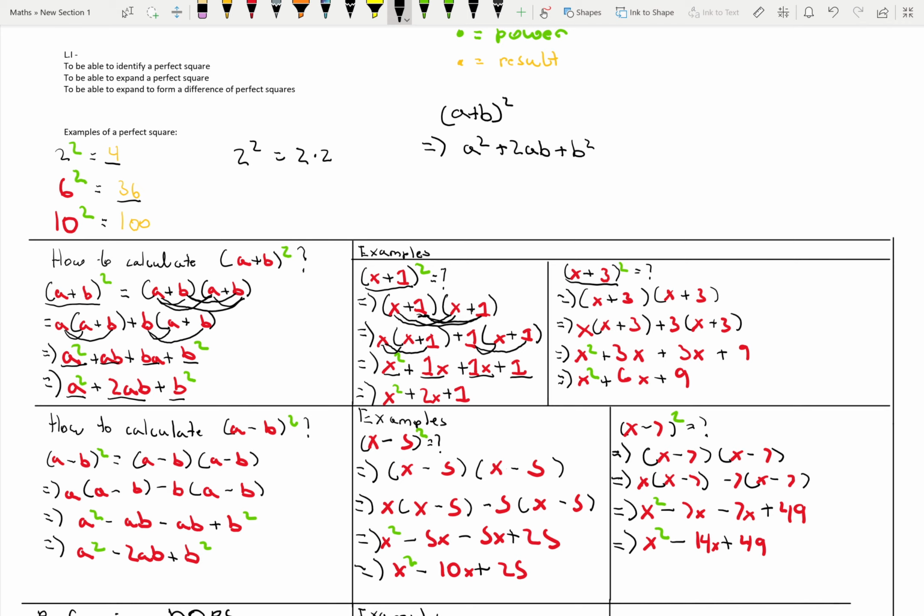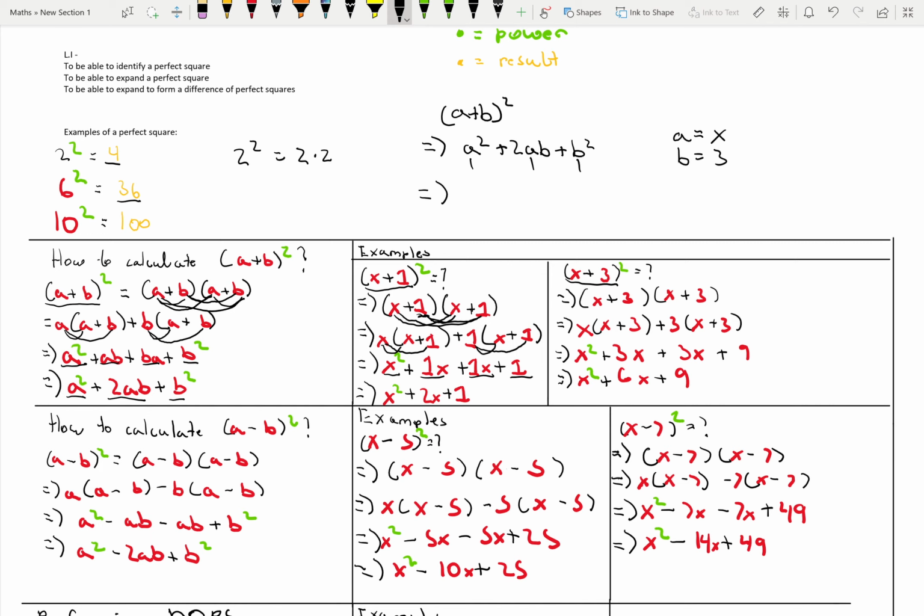Now we can use (a plus b) whole squared. We can use the same sort of logic. Let's make a equals x and b equals 3. So if we want to use this a squared plus 2ab plus b squared, we substitute x and 3 into it.